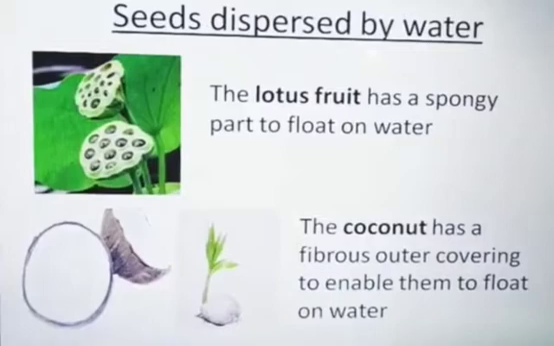Next, seeds dispersed by water. The lotus fruit has a spongy part to float on water. The coconut has a fibrous outer covering to enable them to float on water.